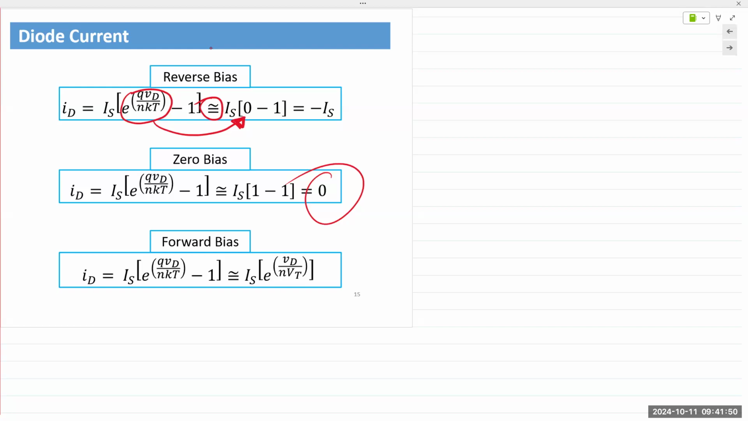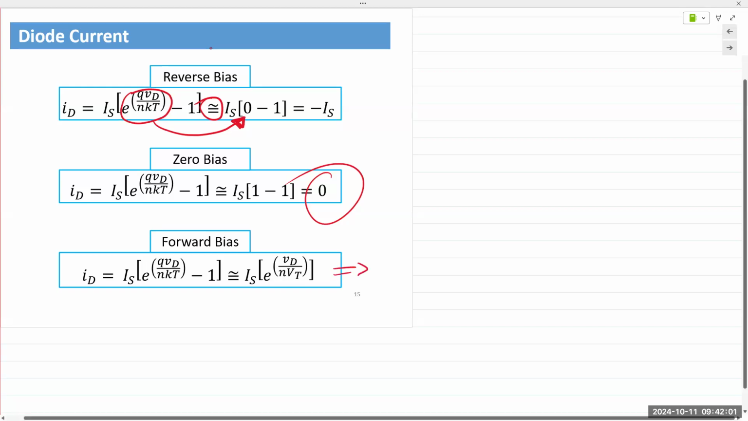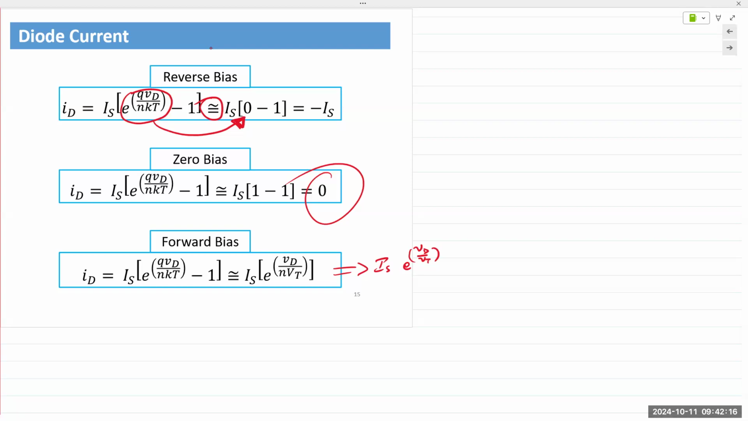In forward bias, same thing happens. N is 1, and Q over KT we can reduce to VT. And so we can simplify this further and state in the forward bias, it will be IS times VD over VT. And these are approximations, obviously. In most cases, if you want to perform a quick analysis, these are very useful.